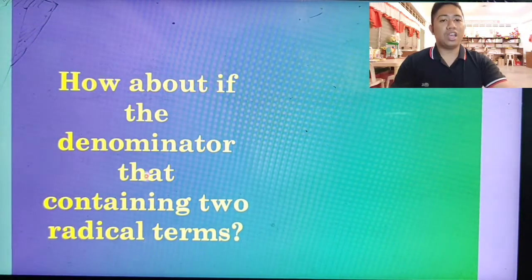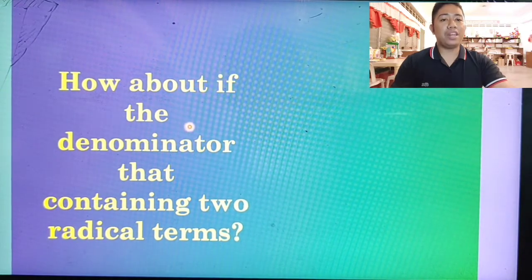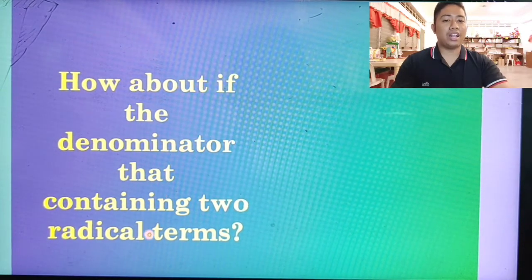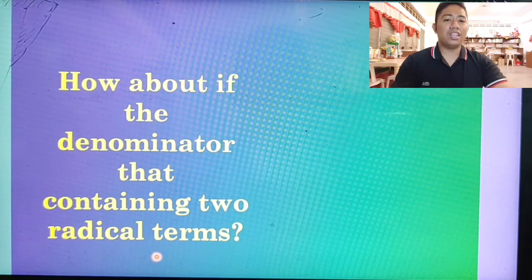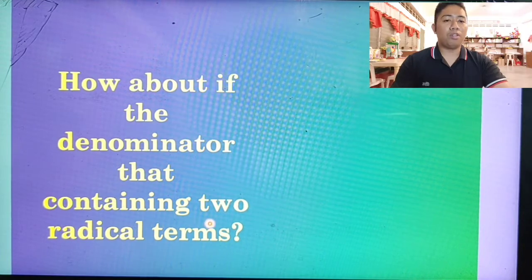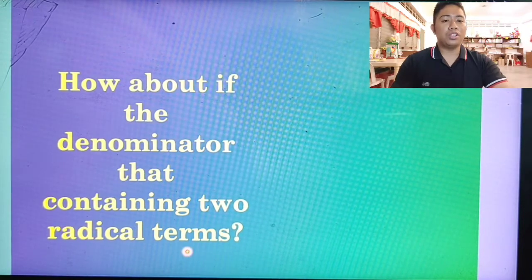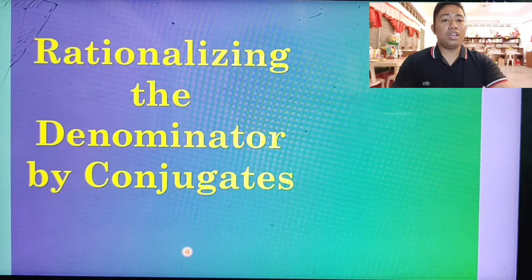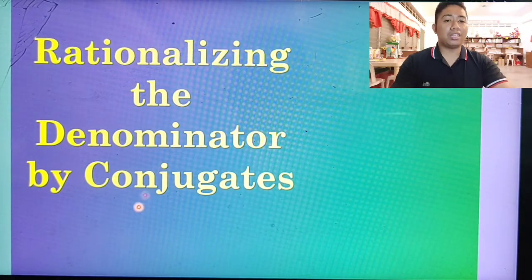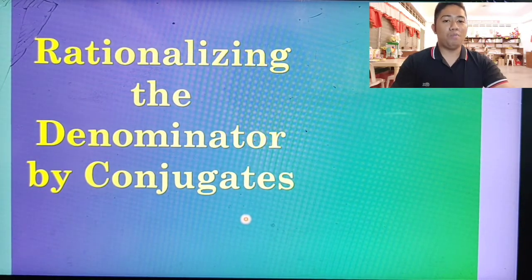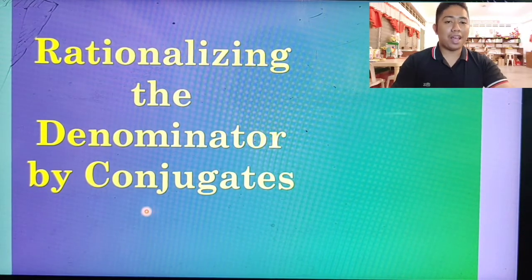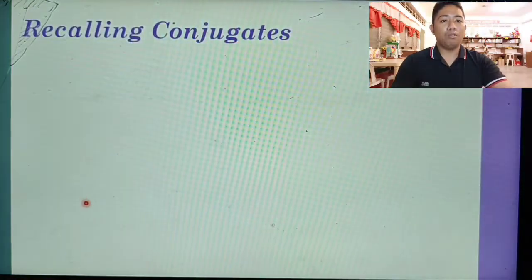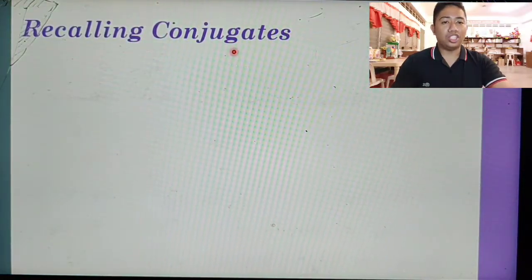So my dear learners, here is another case. How about if the denominator contains two radical terms? If we are going to rationalize a denominator containing two radical terms, in this case we rationalize the denominator by its conjugate. Are you familiar with the word conjugate? In mathematics, let us recall the terminology about conjugates.